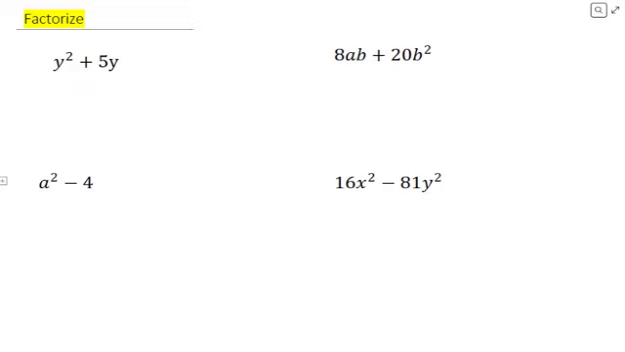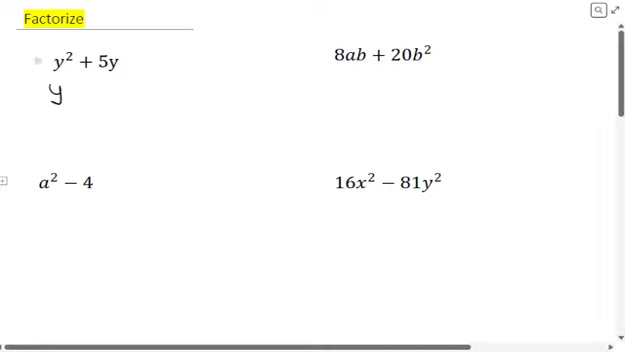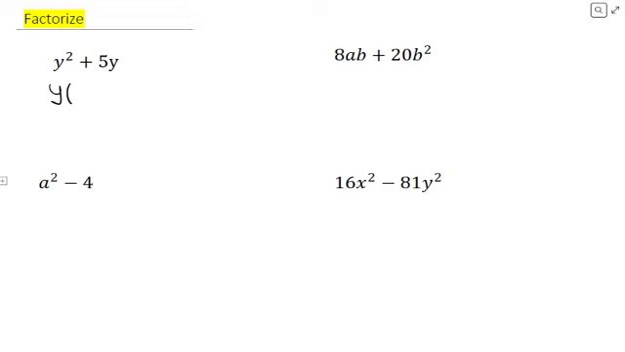The expression here is y square plus 5y. Here y is common between these two terms. So if you factor out y from y square, y is the remainder. And from 5y, when y is factored out, 5 is the remainder. So these are the two factors of this expression.